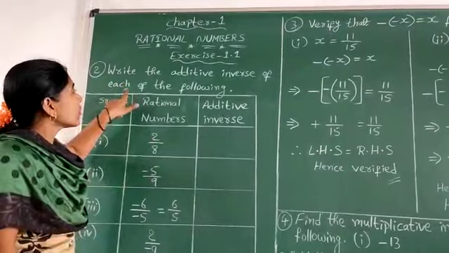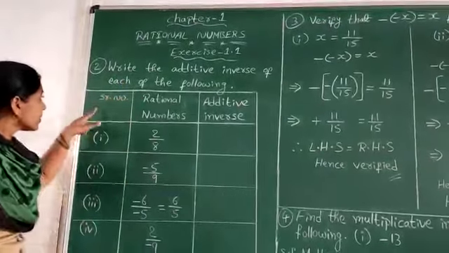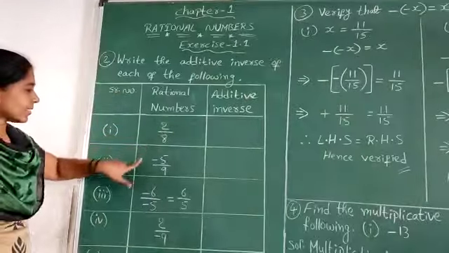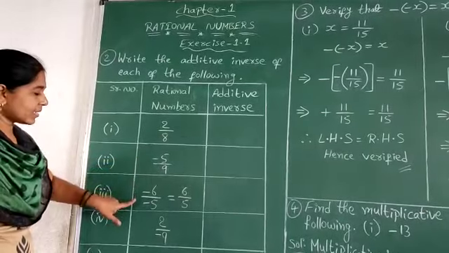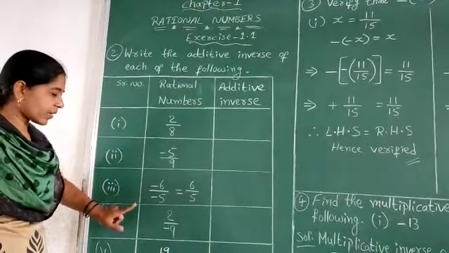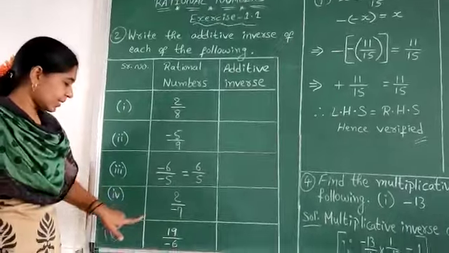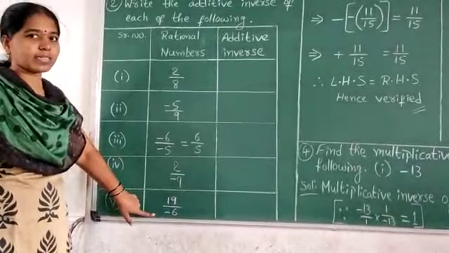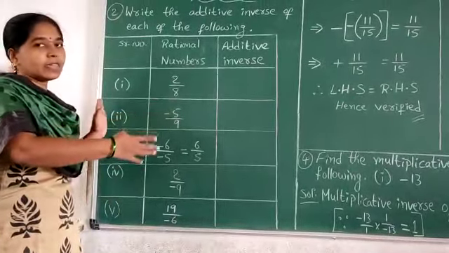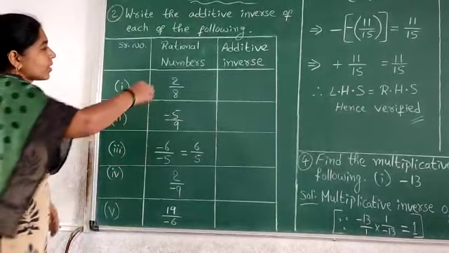Write the additive inverse of each of the following. First one 2 by 8, second one minus 5 by 9, third one minus 6 divided by minus 5, fourth one 2 by minus 9 and fifth one 19 by minus 6. I have arranged it in a table to write easily.